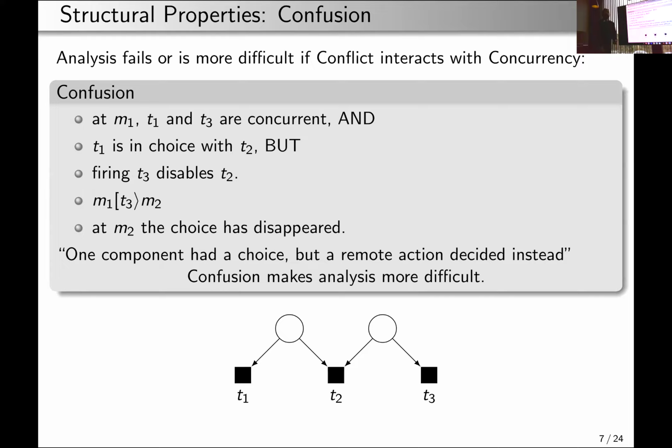Now this is problematic because a choice is essentially local. In order to describe a choice in my system, I basically need to impose that they share a common variable they depend on. Now the fact that something remote, something concurrent, meaning it happens in a different computer, can suddenly affect the fact that the choice is there or not, is extremely problematic. This is what we call confusion then.